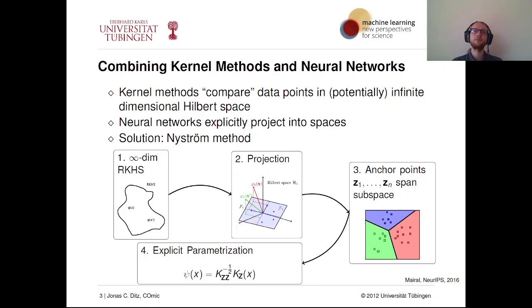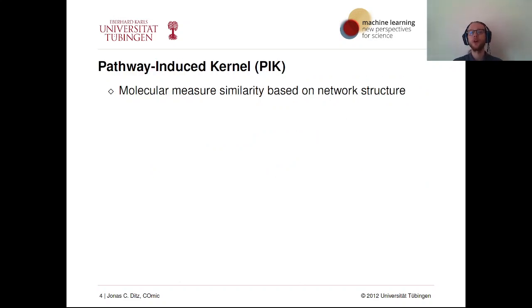The method was originally proposed to offer robustly trainable neural networks for small-scale image data. However, we investigated how a specifically chosen kernel function can lead to inherently interpretable kernel networks for tabular omics data. The kernel function we selected to utilize in our kernel networks is the pathway-induced kernel. This kernel computes the similarity of two molecular measures based on the structure of a network.